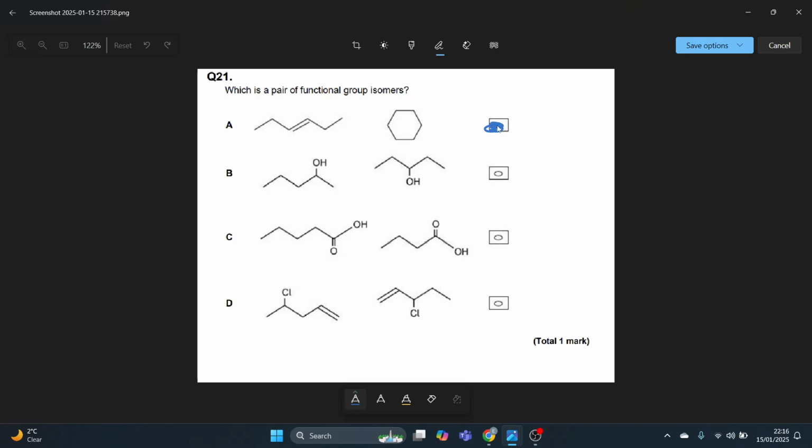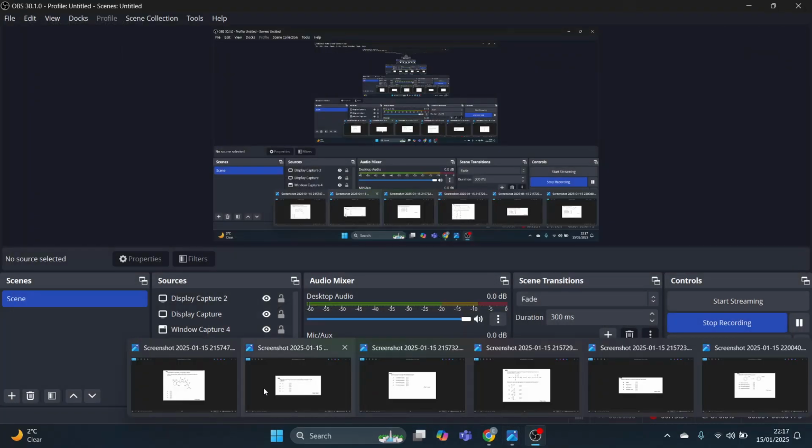A, definitely A. Functional group isomers? Functional group isomers. Yeah, definitely A. Again, testing your knowledge on isomers.